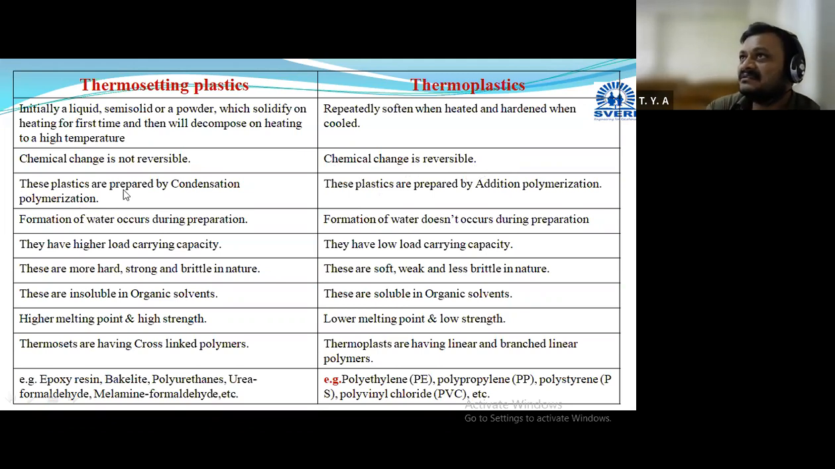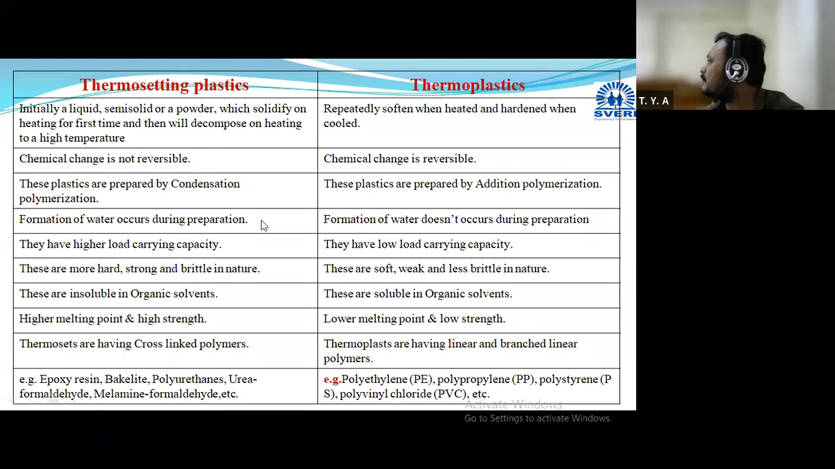Then these plastics are prepared by condensation polymerization, and these plastics are prepared by addition polymerization. Just remember the names. I will explain it in the polymerization session, because here you will not be able to understand it, as polymerization is a little complex process. Just try to remember this. These two are formed by different polymerizations. For forming thermosetting plastic material, condensation polymerization is required, and here addition polymerization is required.